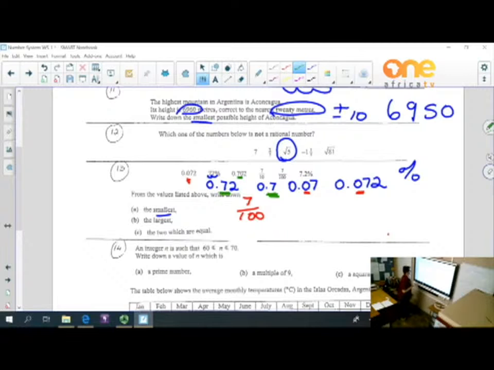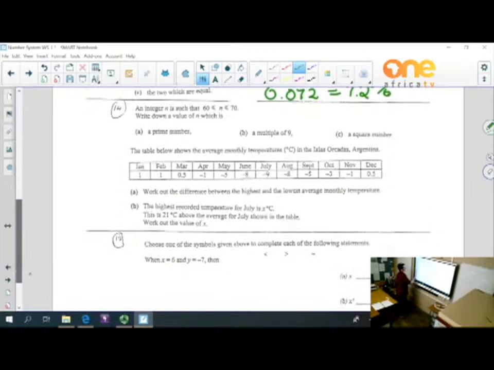Okay. Here the next one is 0. The next one is also 0. And this one is 2. So this is going to be the largest number, and that is then 72%. Now we've already seen that this one and this one are the same. So 0.072 is equal to 7.2%. Right, question 14.